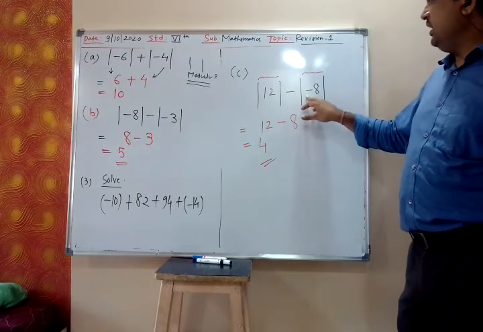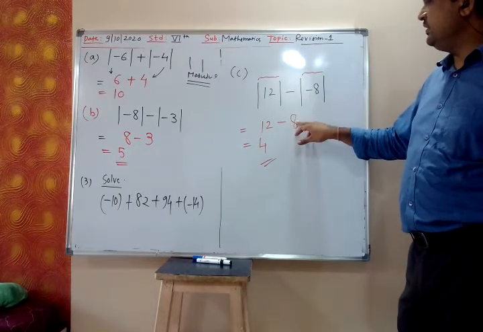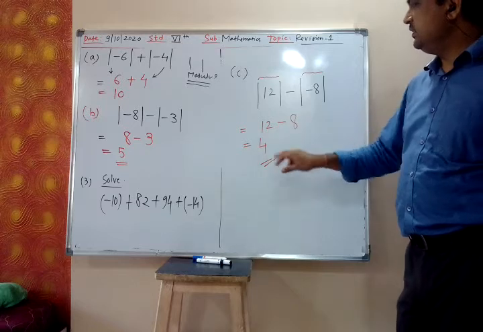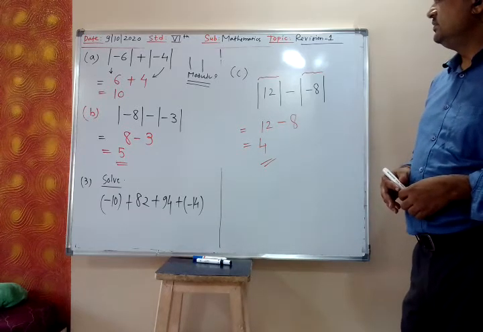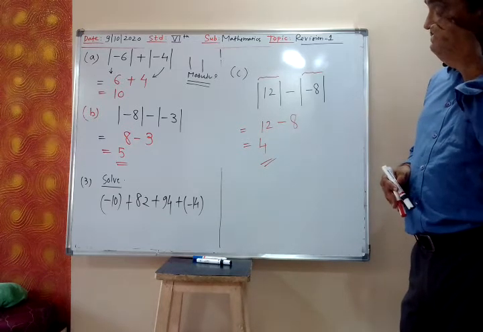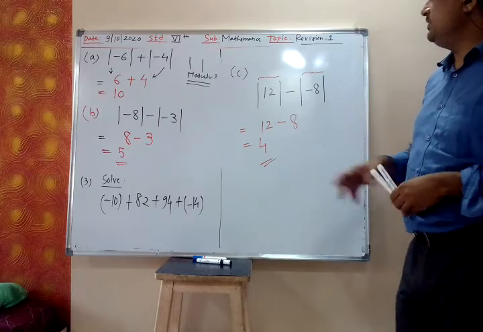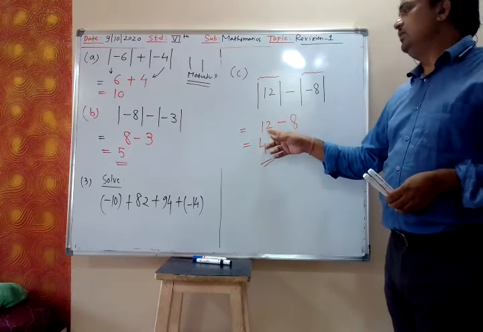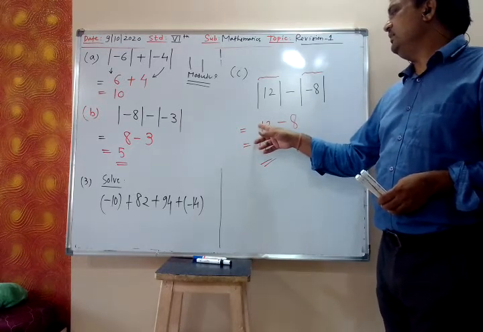Mod of minus 8 becomes plus 8. So 12 minus 8 is 4. 12 is the bigger number, no? 12 is the bigger number.